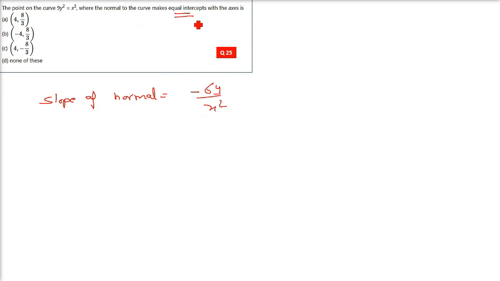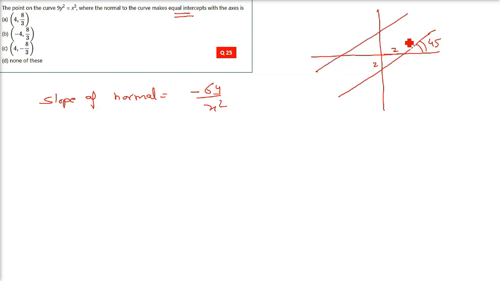Now equal intercept means what? The x and y intercepts should be equal. That is, if this is 2, this is 2. Equal intercept will only be applicable when the angle is 45 degrees, which you already know from trigonometry and other geometric configurations we have come across in our previous classes. So the angle is 45 degrees, that is tan 45 degrees. The slope is always tan of that angle.